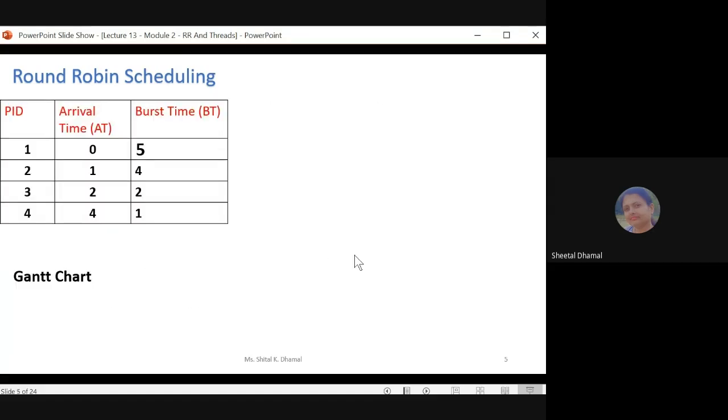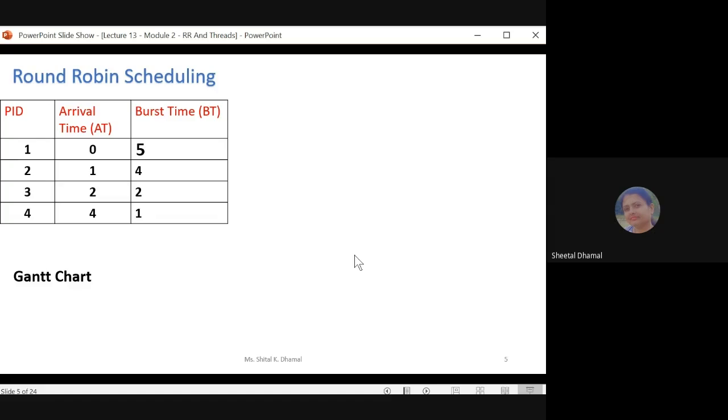Again, for each algorithm, the process of drawing the Gantt chart is very important, because from the Gantt chart only we can find out all the times which are asked in the problem. Here the arrival time and burst time are given, so we will apply the same process. At the start of the problem, we first check whether any process has arrived at 0 time unit in the ready queue.